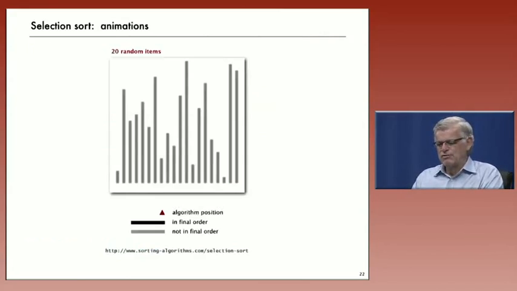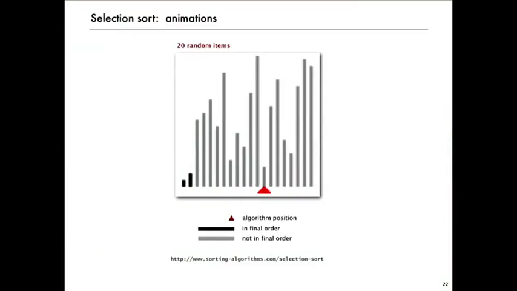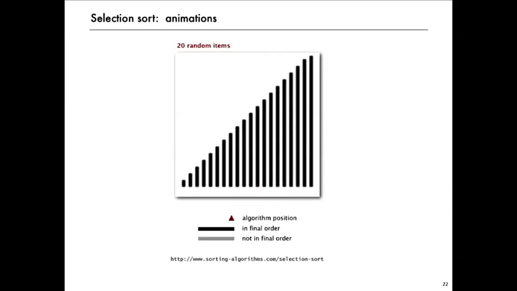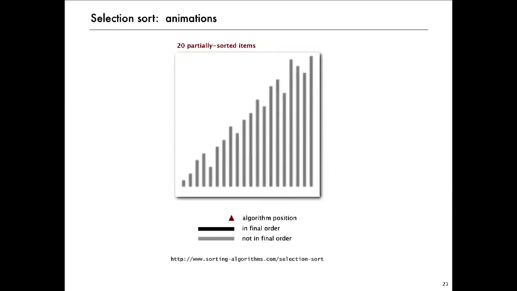Let's look at an animation of selection sort in operation. You can see our pointer moving from left to right, and every time it finds the smallest element to the right, it exchanges it into position. Now, if the array is partially sorted, doesn't matter to selection sort. Even if it's totally sorted, it still has to go through to decide where that minimum element is. That's selection sort, our first elementary sorting method.